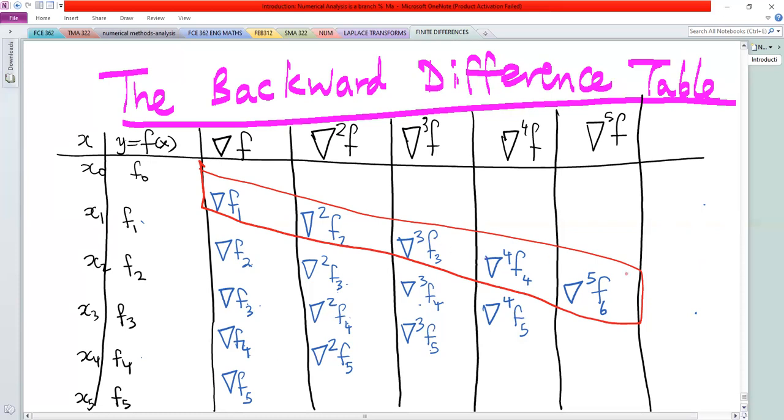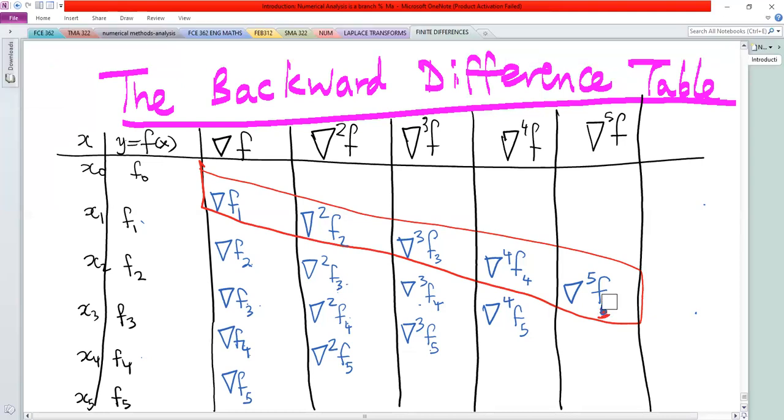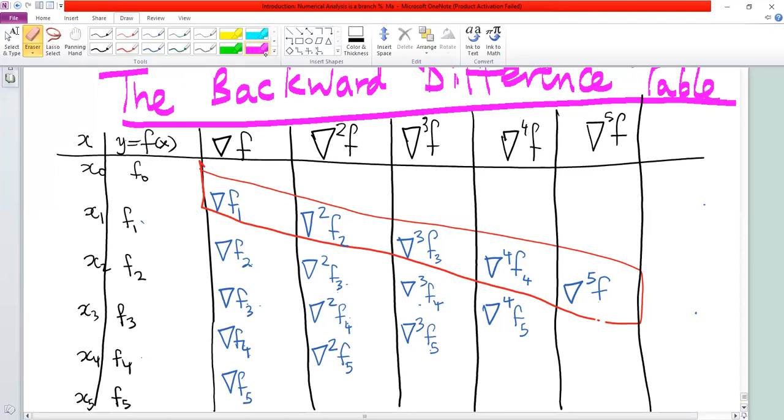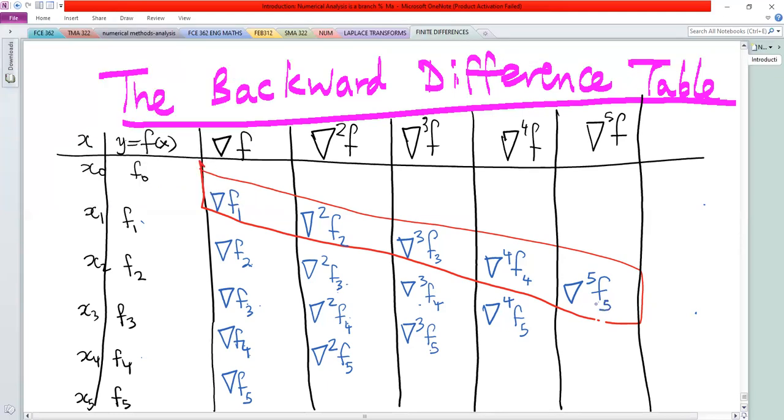Remember this is 5, not 6. The subscript here is 5. So there's some relationship between those differences and the values of the f's. So just correct this one. This should be 5. Which is 5. So let's see how to draw a specific backward difference table for numerical values.